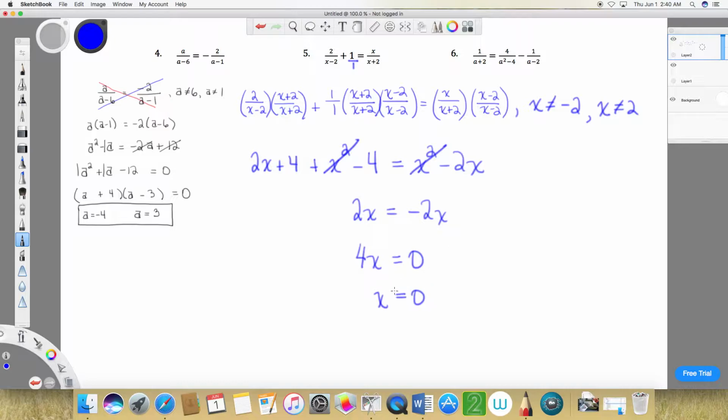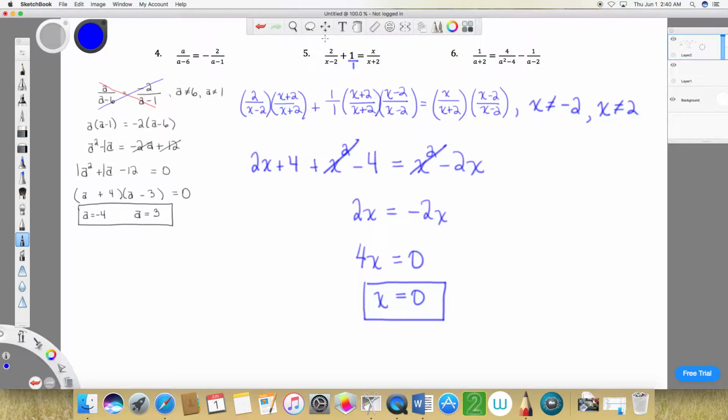I'm not afraid of a solution of 0. I am afraid if this value would cause division by 0. The only two values that I was afraid of were negative 2 and positive 2. So for this problem, x equals 0 is the only member of the solution set. If you plug 0 into this equation, it'll satisfy it.